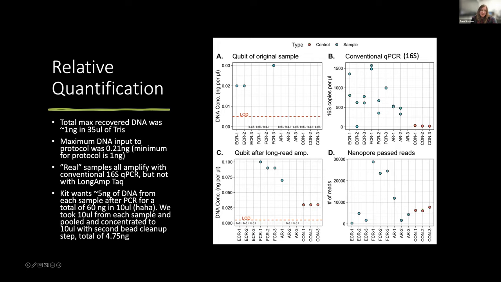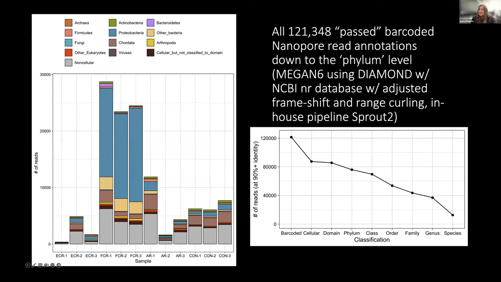But after the long read amplification, only a few of the samples are actually amplified with the LongAmp Taq. So this is a problem. And so the samples that amplified after LongAmp Taq were pretty much the same samples that got good Nanopore data. So here you can see those samples from the far side of the clean room are really the ones that we got good data from. And we can see that the samples that did amplify above the control samples have much higher proportions of bacterial and some insect reads.